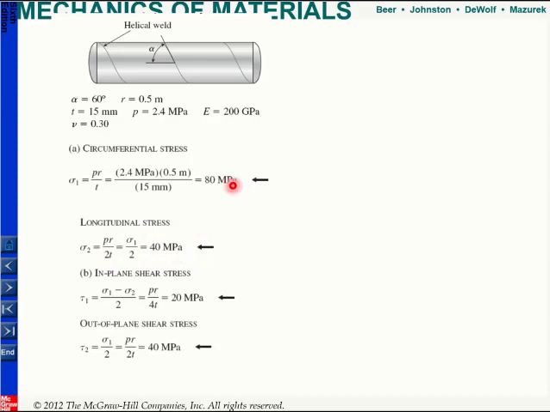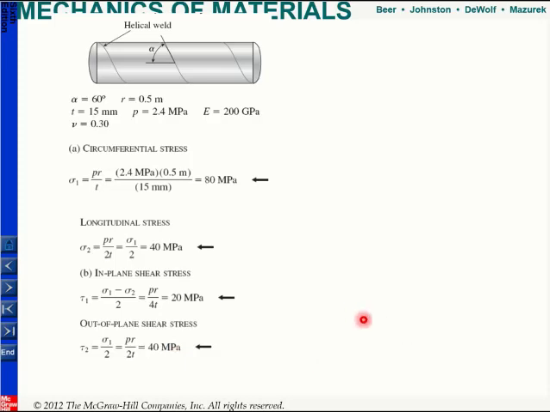And after I get these two stress values, I know that my maximum in-plane shear stress is equal to sigma 1 minus sigma 2 divided by 2, which is equal to PR over 4T, which gives me 20 megapascal. And the out of plane shear stress, or the absolute maximum shear stress, is equal to sigma 1 over 2, which is equal to PR over 2T, which is equal to 40 megapascal.